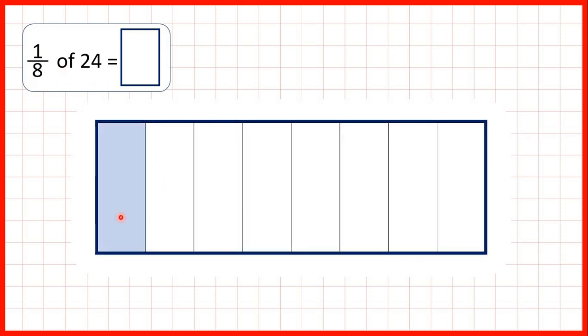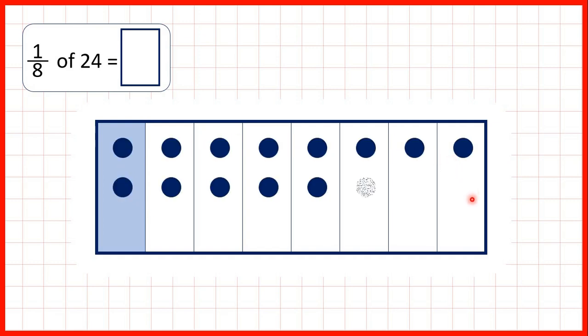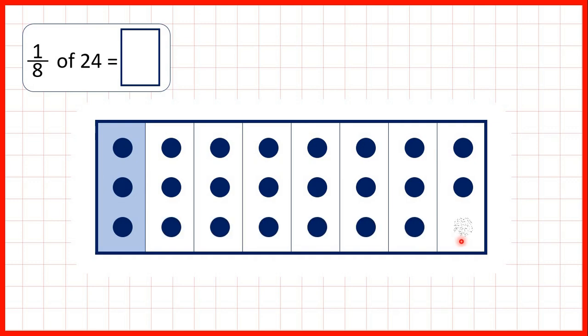So we can show one part out of 8 on our fraction bar and share out 24 counters between the eighths. That gives us 3 counters in each of our eighths, so 1/8 of 24 is 3. That's why, to get our answer, we could just divide 24 by 8.